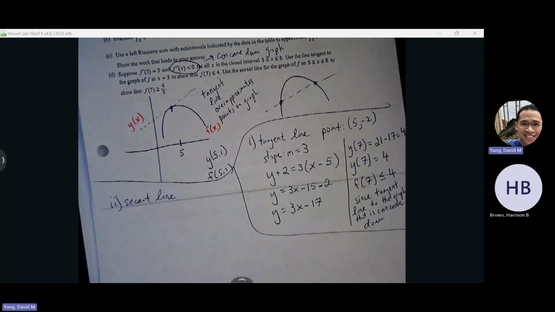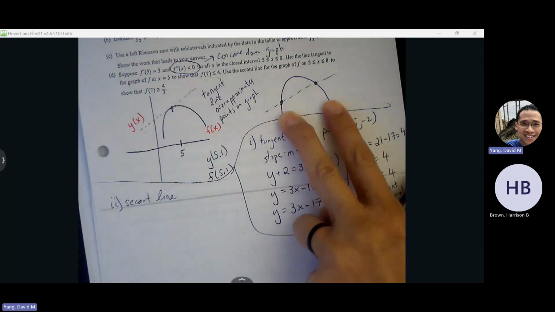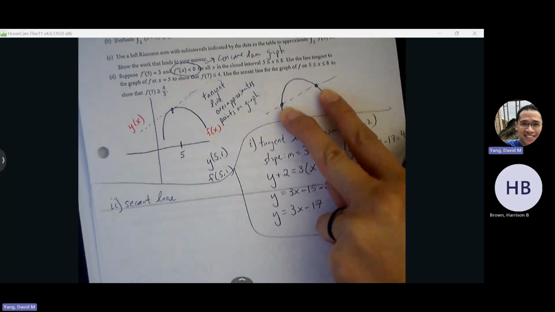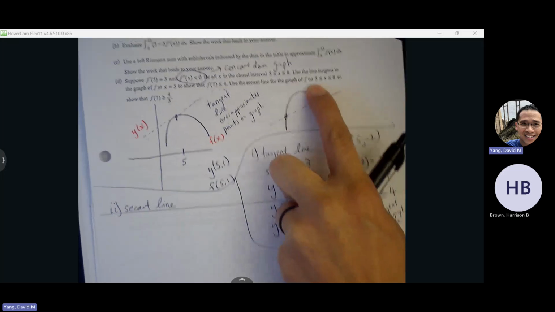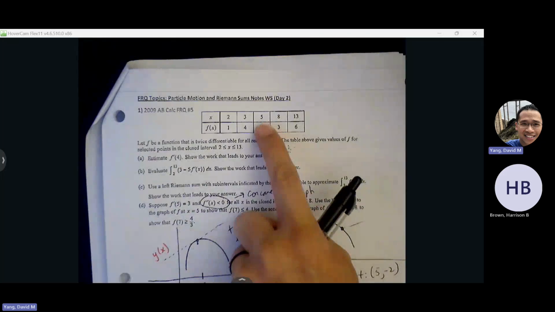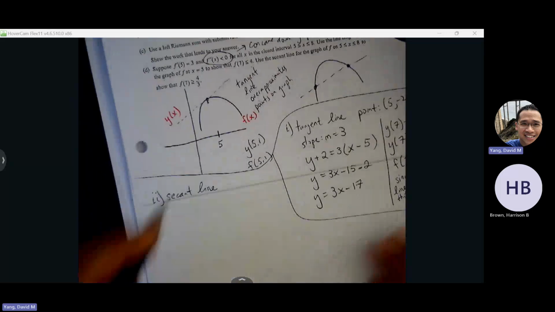For the secant line, all I need is the slope and the ordered pair. So for the slope, I'm going to pick the 2 points that they highlighted for us: 5, -2 and 11, 3.